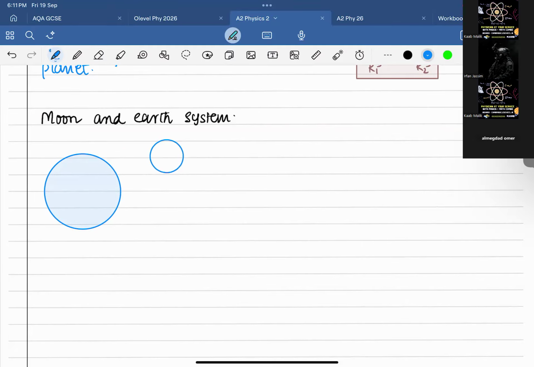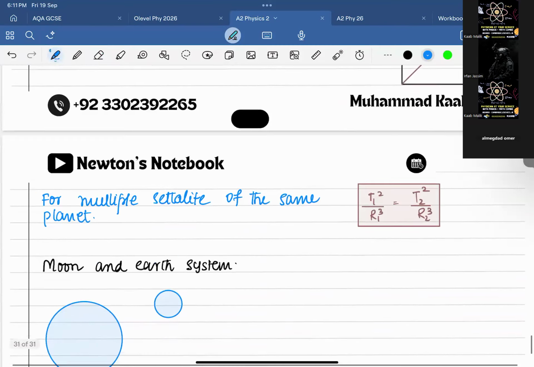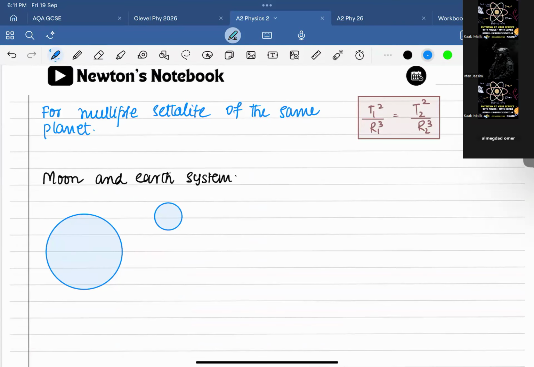Yes, can you scroll a bit up? I just want to see the... No, a bit down. This one, multiple satellites formula. Yeah.